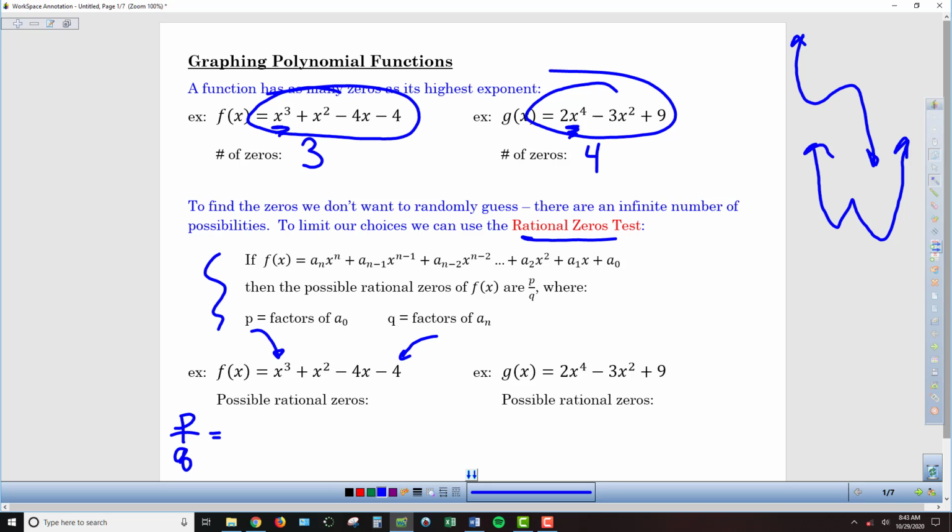So remember, rational is any number that could be written as a fraction. We're not creating a list of possible imaginary zeros or zeros that have square roots in them, but just integers and fractions.